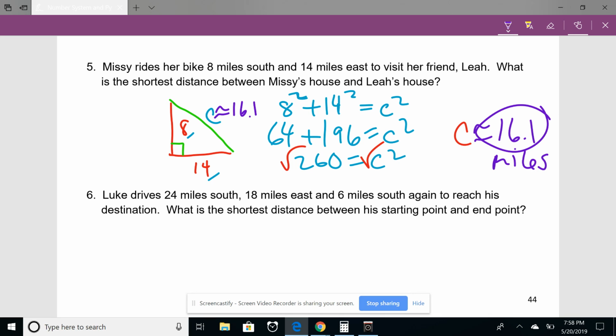So again, we're applying the Pythagorean theorem to a coordinate plane using the same concepts as we've done before to figure out what the length of the hypotenuse is.